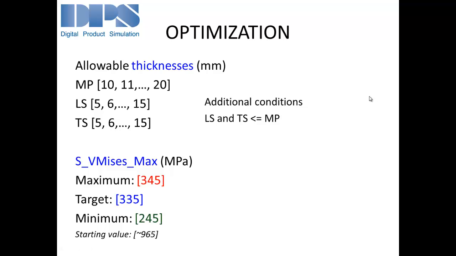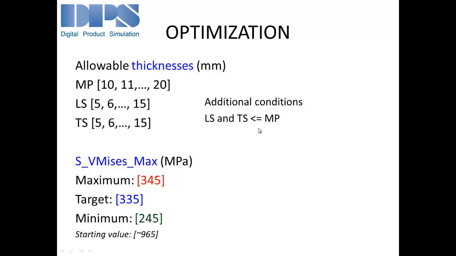And finally, about constraints, the following constraints we have to respect. So allowable thicknesses for the main plate, we have 10 millimeters to 20 millimeters, one by one, so 10, 11, 12, etc. till 20. For both longitudinal and transversal stiffeners, we have 5 to 15 by step 1, so 5, 6, 7 till 15. An additional condition is that longitudinal and transversal stiffeners thicknesses have to remain lower or equal to main plate thickness.